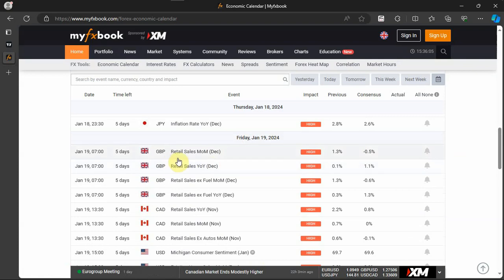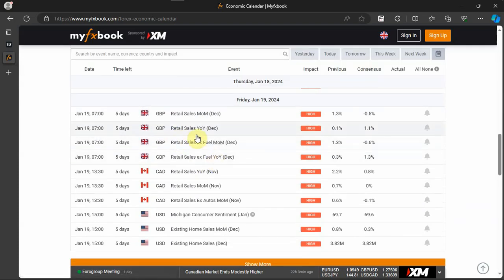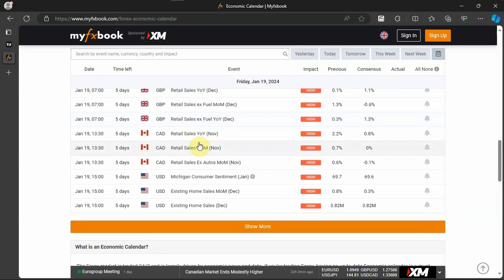On Friday, we have retail sales month over month for the month of December for GBP. Retail sales year over year for the month of December for GBP. Retail sales excluding fuel month over month for the month of December for GBP. We have retail sales excluding fuel year over year for the month of December for GBP. Then retail sales year over year for the month of November for Canada. Retail sales month over month for the month of November for Canada, then retail sales excluding autos month over month for the month of November for Canada.